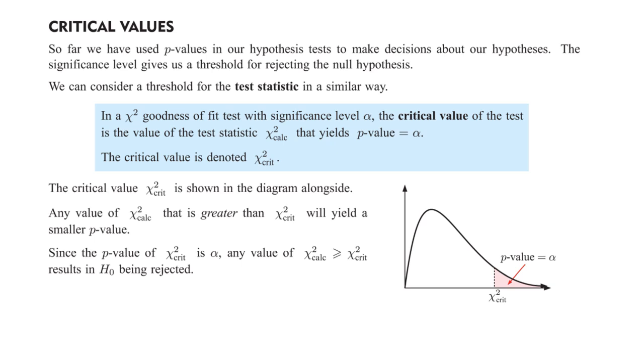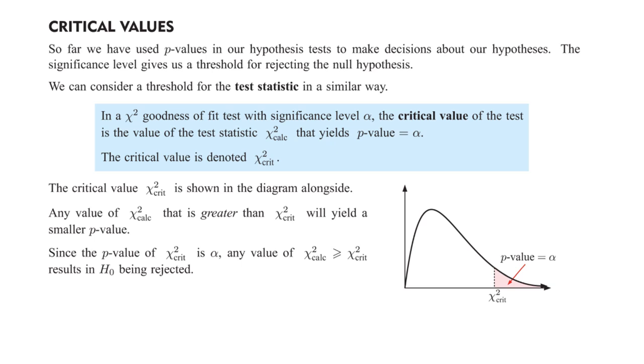So far we have used p-values in our hypothesis tests to make decisions about our hypothesis. The significance level gives us a threshold for rejecting the null hypothesis. We can consider a threshold for the test statistic in a similar way. In a chi-square goodness of fit test with a significance level, the critical value of the test is the value of the test statistic chi-squared calc that yields a p-value equal to the significance level. The critical value is denoted as chi-square crit.